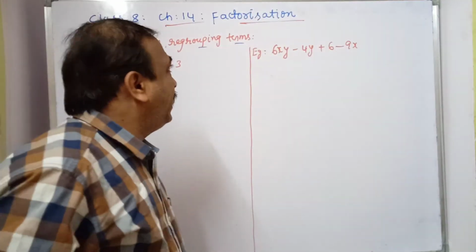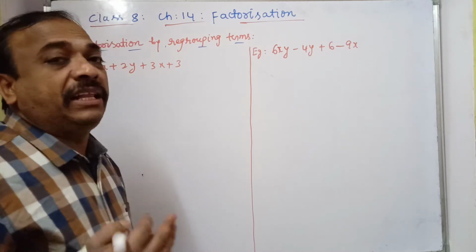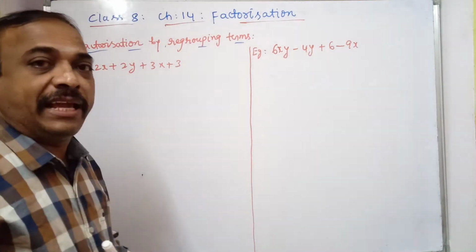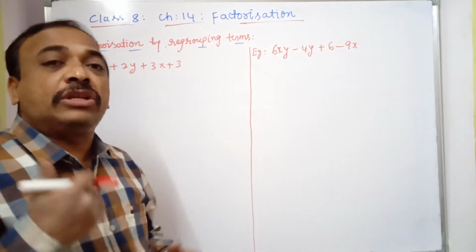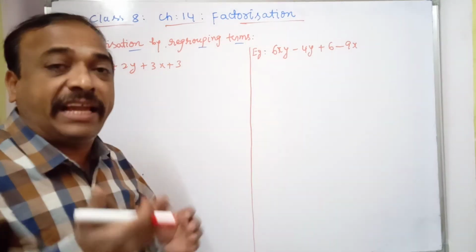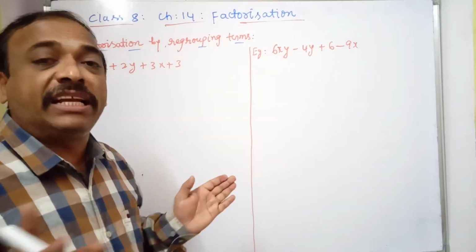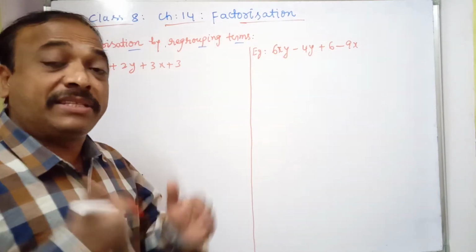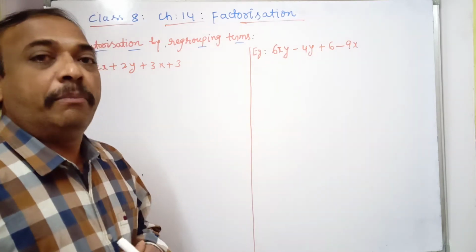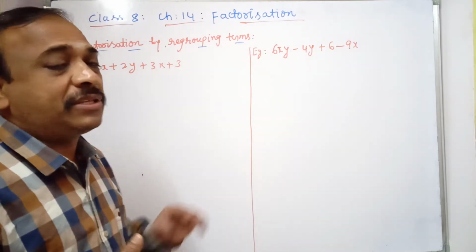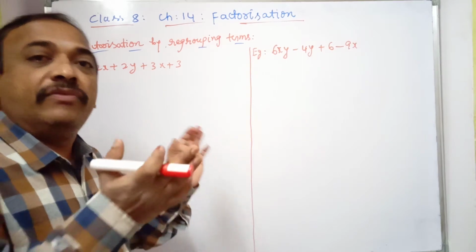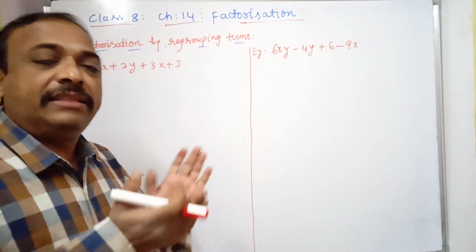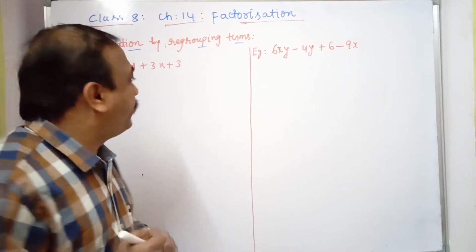Factorization by regrouping the terms. When it is not possible to take out a common factor directly, we call it regrouping. Sometimes we rearrange the terms beforehand, and sometimes after taking out factors, we see the common factors. Then we take out those common factors.